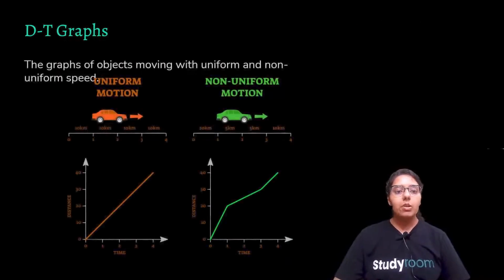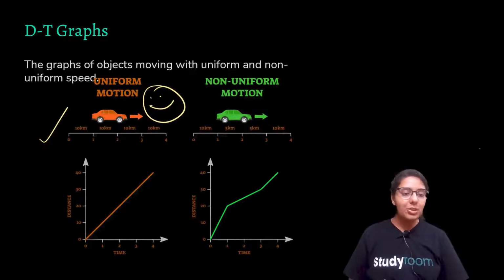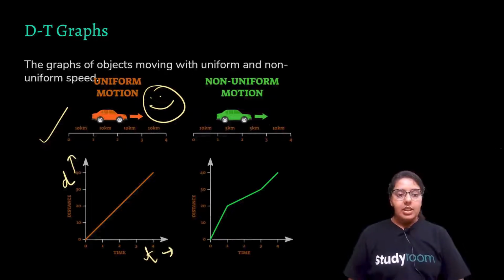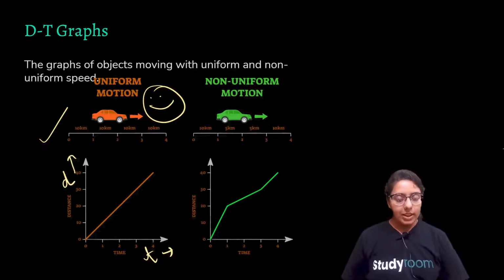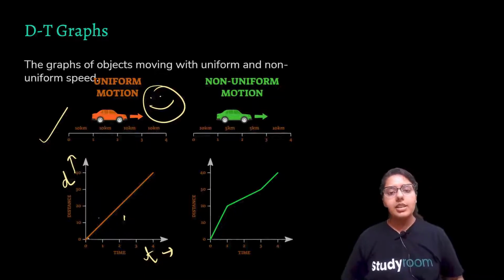Moving further, we will be talking about distance time graphs. Of course, we have studied this. You know this now. Uniform motion, this is your distance, this is your time. You can take equal distances in equal intervals of time, and when you plot it, you get a straight line, a linear graph. And this is a non-uniform motion.